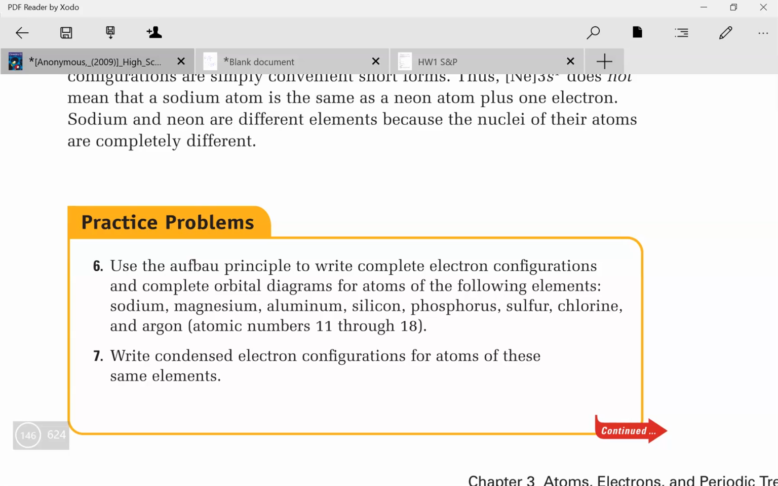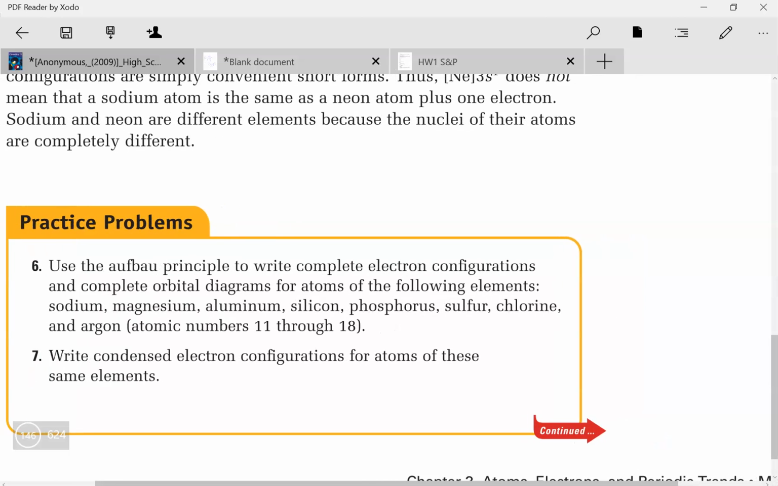Oh, I don't want to draw complete orbital diagrams for all of those atoms. I'm not doing that. But we'll do one and then we'll just add on to that. So sodium, electronic configurations for sodium. So let's write sodium: 1s2, 2s2, 2p6, 3s1.